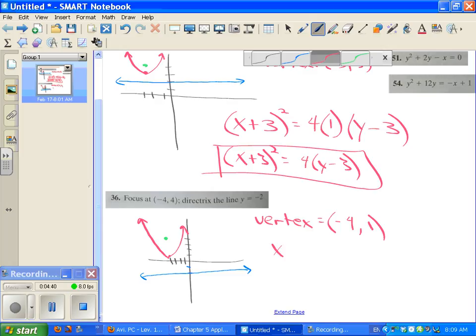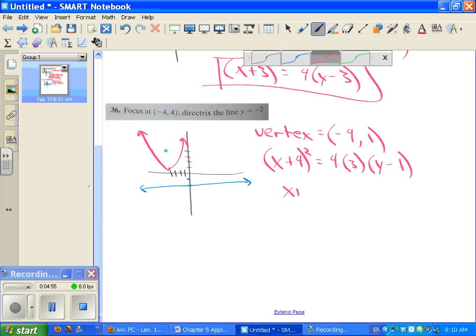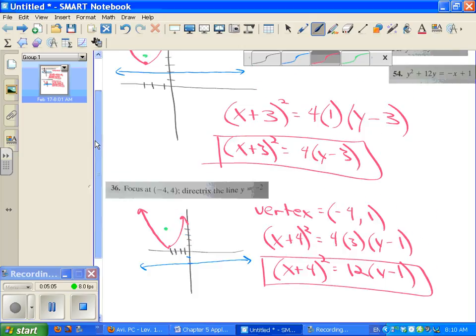So we end up going x minus -4, squared, equals 4a. What's a this time? 3. Y minus 1. So I get x plus 4 squared equals 12 times y minus 1. That's the equation of my parabola. It's getting a little easier.